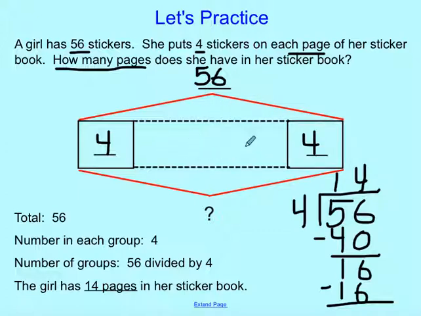When solving any division problem, just remember, you always know your total. You are trying to find either the number of groups or the number of items in each group. Use these two bar models to help you solve your word problems.